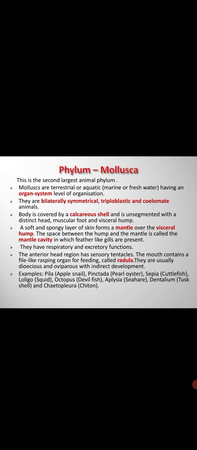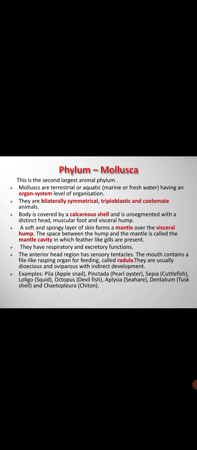Coming to the next phylum, phylum Mollusca. This is the second largest animal phylum. Mollusks are terrestrial or aquatic, so they may be found in the terrestrial habitat as well as in the aquatic, maybe marine or freshwater, having an organ system level of organization.